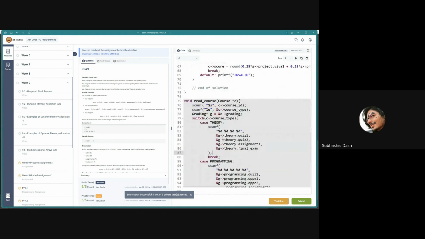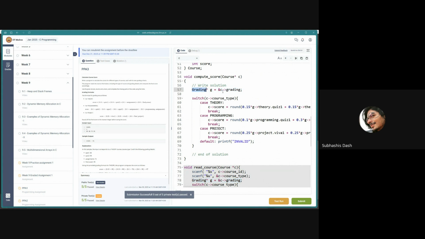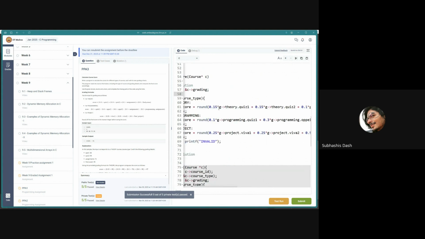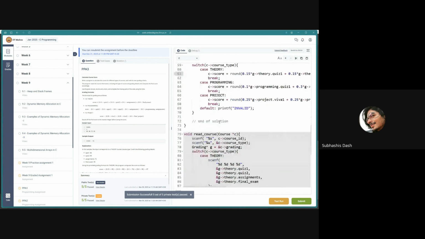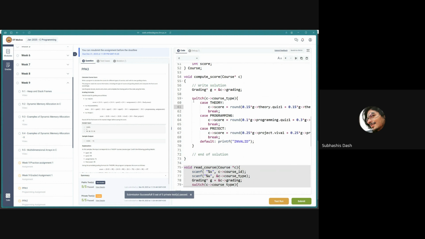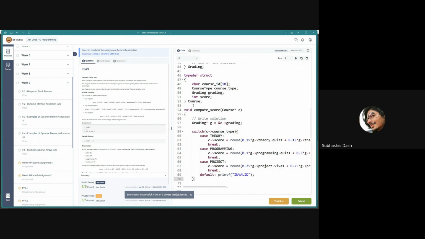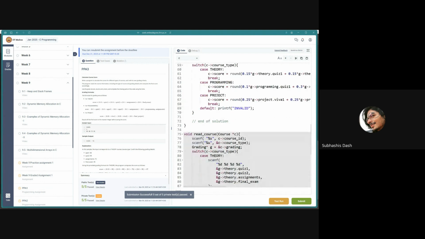So I just copied this method. So grading G, you can see it is over here, and then you just simply do G arrow theory dot quiz one, and similarly G arrow theory dot quiz two, G arrow theory dot assignment, G arrow theory dot final exam. Just like that, repeat for all the different terms, and then I use a switch case over here. You can use if then else also, and at the end you don't have to return anything. Remember, this is a void function. Just this much is enough.